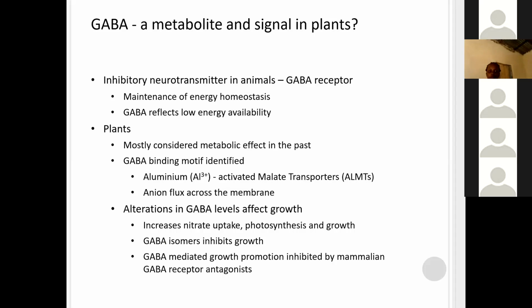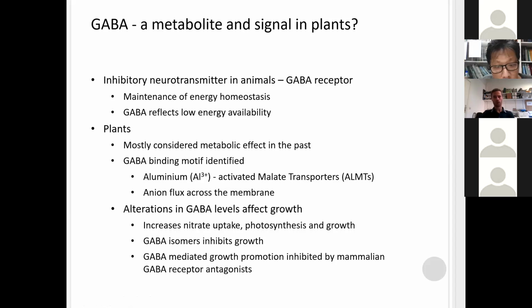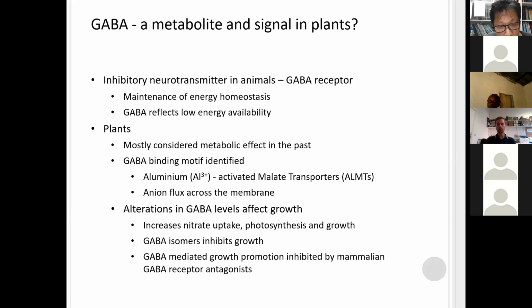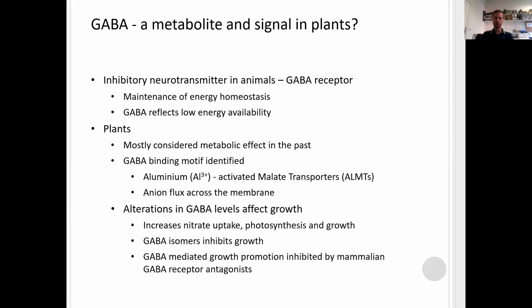But in plants, GABA has mostly been considered for its metabolic effect and not so much for its signaling effect, until recently, when a GABA binding motif was identified. And this GABA binding motif is situated on an aluminum activated malate transporter. And this transporter causes anion flux across the membrane, so causing membrane depolarization. Typical signaling entities when you have membrane depolarization. And also it's been shown that alterations in GABA levels can affect plant growth. So specifically, it affects the nitrate uptake, it affects photosynthesis, and eventually stimulates growth.